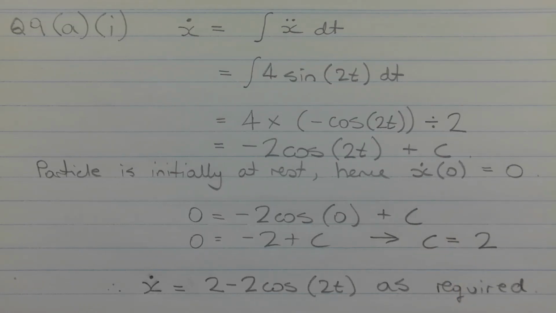And we find that by applying the boundary condition that the particle is initially at rest. In other words, the velocity is 0 when t is equal to 0. So 0 is equal to negative 2 cos of 0 plus c. Now negative 2 cos 0 is negative 2, so 0 is equal to negative 2 plus c, so c is equal to 2. Therefore, the velocity x dot is equal to 2 minus 2 cos 2t as required.